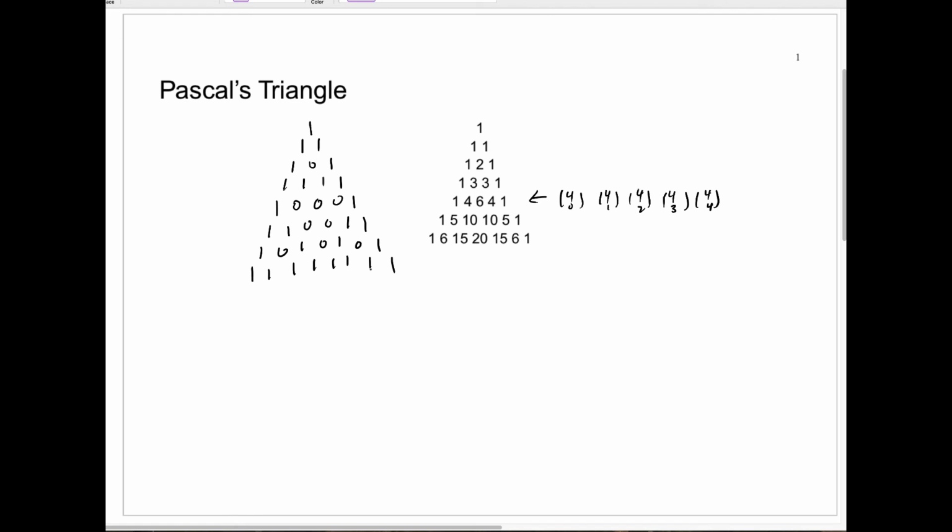So here we have 8 rows of Pascal's triangle. Row 0, row 1, row 2, row 3, row 4, row 5, row 6, and row 7. And you might already see an interesting pattern that's developing.